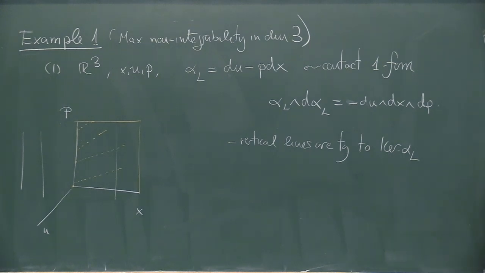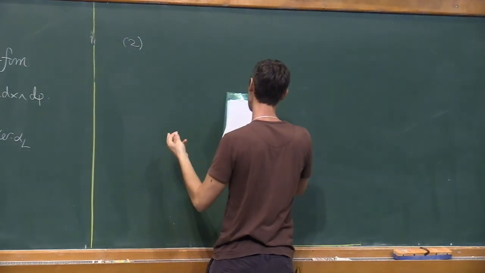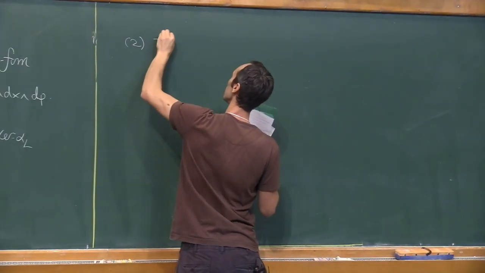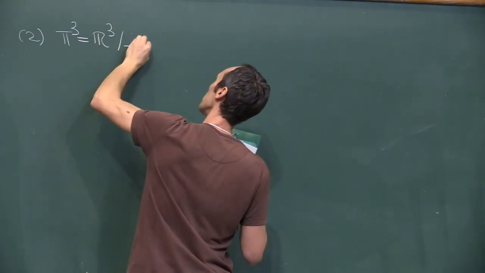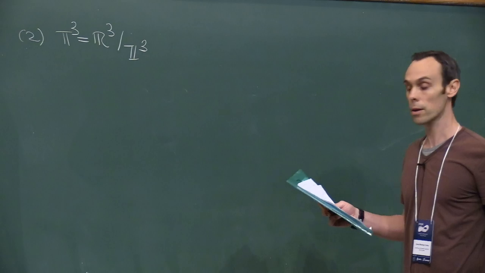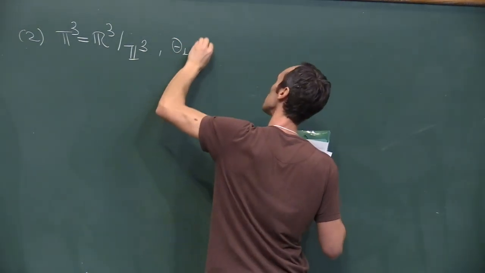We're in R3, so let me give you a similar global example to which we will go back later on. So the global example, well, is T3, is R3 in disguise, but I'm going to basically go down to a compact manifold. So I'm going to work with the three torus. I use periodic coordinates.